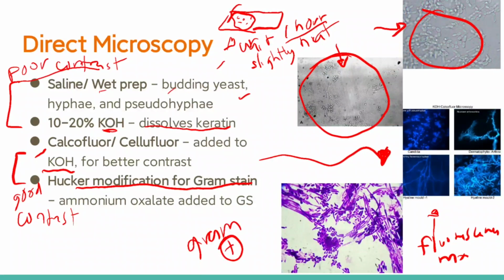Ang problema, yung staining nila dyan, yung staining nila sa gram stain is deep purple, kumbaga. Yung malaga nito na ito nasa sulok. Ganyan ka-deep, no? To the point na you're not going to appreciate how very dark na yung pagkakastain nila. Okay? So, ang ginagawa ng Hacker modification, you add ammonium oxalate dun sa gram stain prep mo.